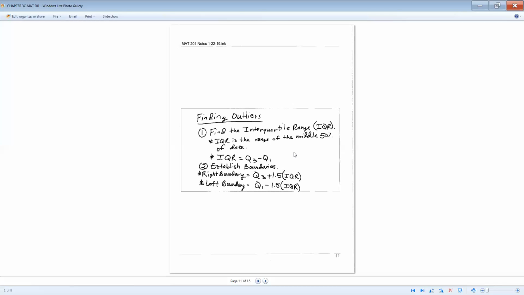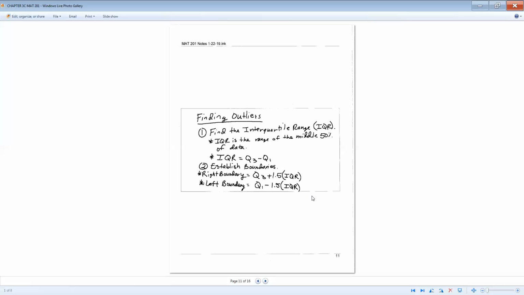Your right boundary will be Q3 plus 1.5 times your IQR. Your left boundary will be Q1 minus 1.5 times your IQR. So these boundaries will be numbers that we will use to establish what our outliers are. Remember, your outliers are extreme values in comparison to your data set. Very, very large or very, very small values in comparison to your data set.